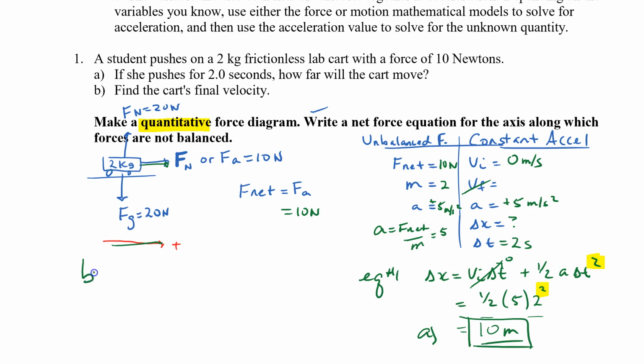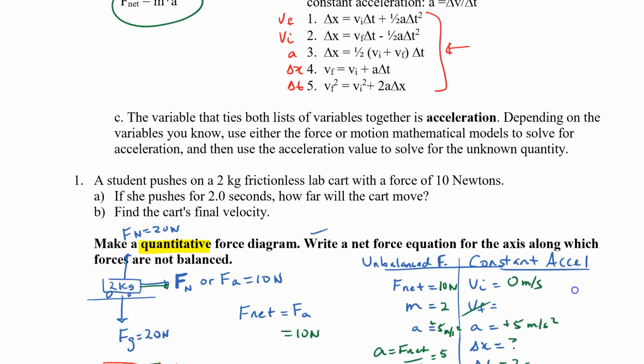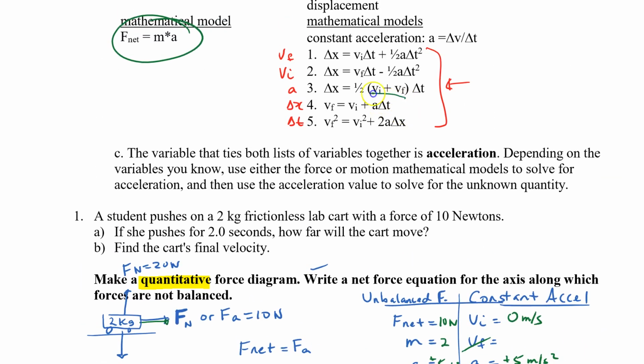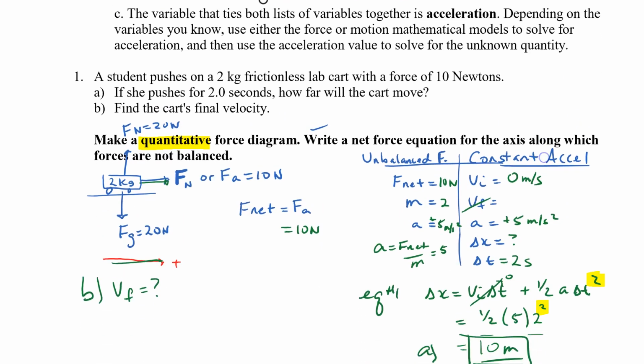And now the second question says, find the cart's final velocity, VF equals question mark. So you got a lot of choices about what you're going to use for this. Find the cart's final velocity, which is one of the easiest ones. Probably equation number 4 here. So it's already set up for the final velocity. So we'll say VF equals VI plus a delta t.